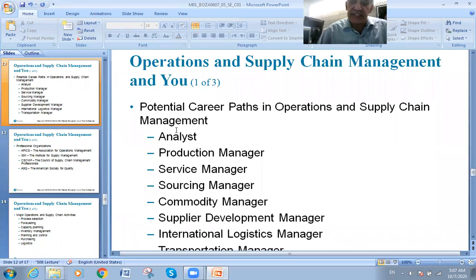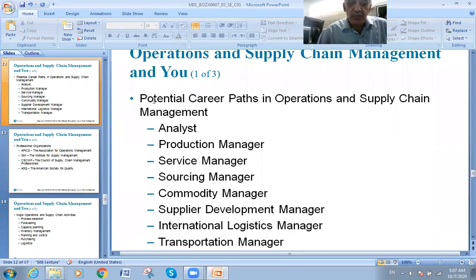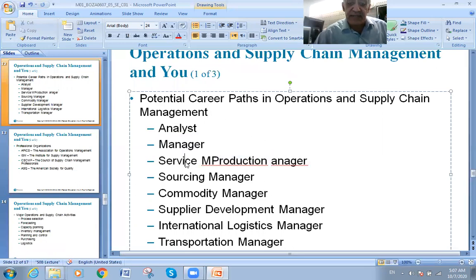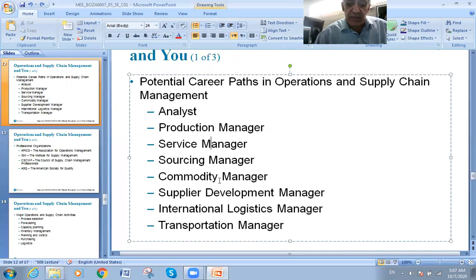Operation supply management and you. Potential career path in operation supply management. We want to tell you that it's a promising industry and it's opening careers from all over the places and from all over the world, and people can work in it. Like analysts, production manager, service manager, sourcing manager, commodity managers, all those are working within the chain of the supply chain.